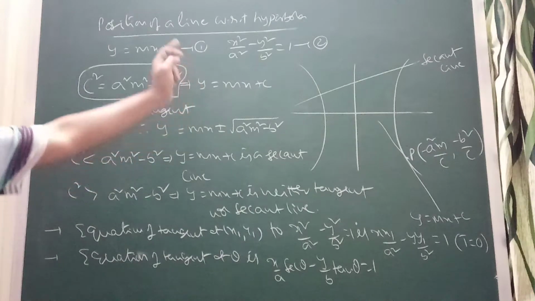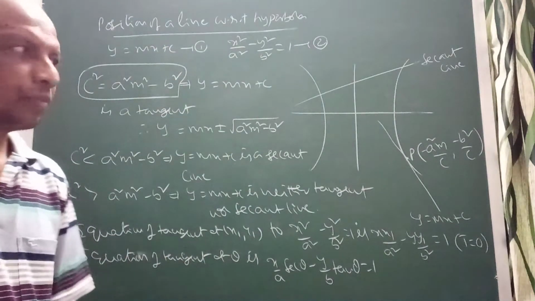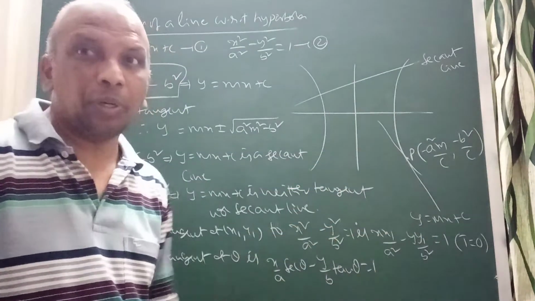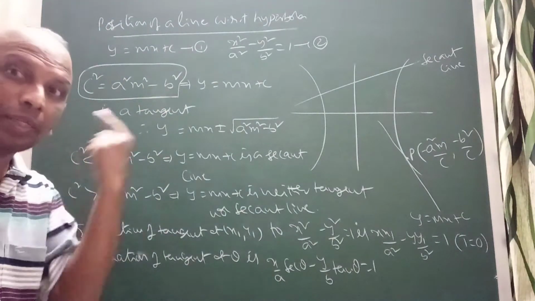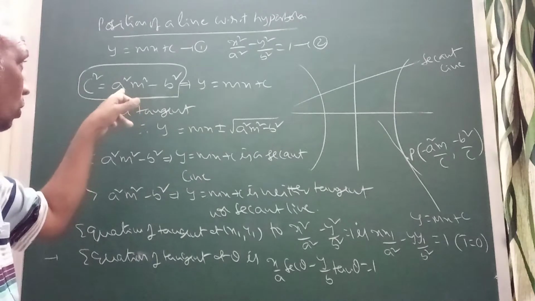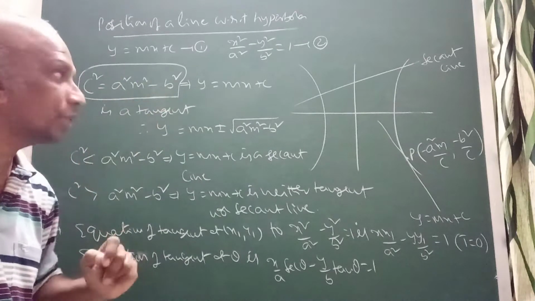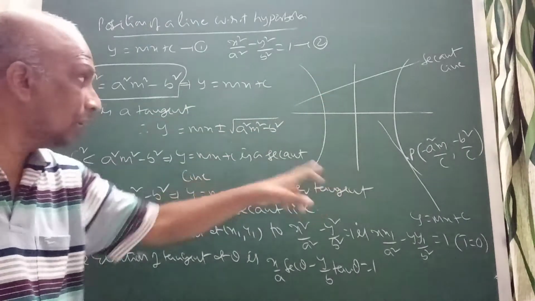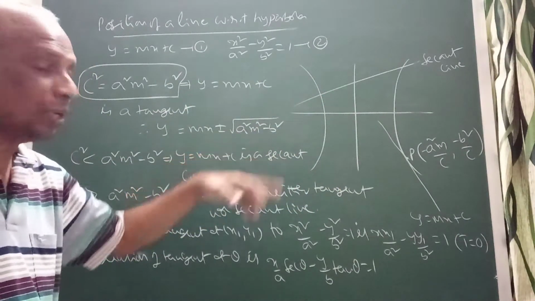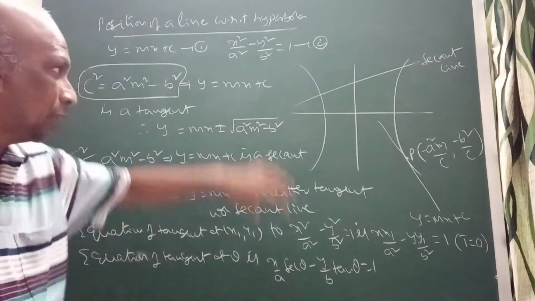Now the position of a line with respect to the hyperbola. If y equal to mx plus c is a tangent, the condition is c square equal to a square m square minus b square. In the case of ellipse, c square equals a square m square plus b square; here it is minus b square. So the equation of any tangent can be written as y equal to mx plus or minus root of a square m square minus b square.